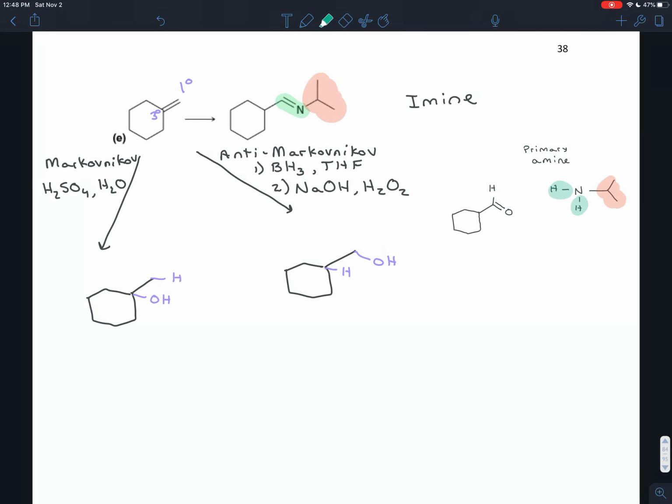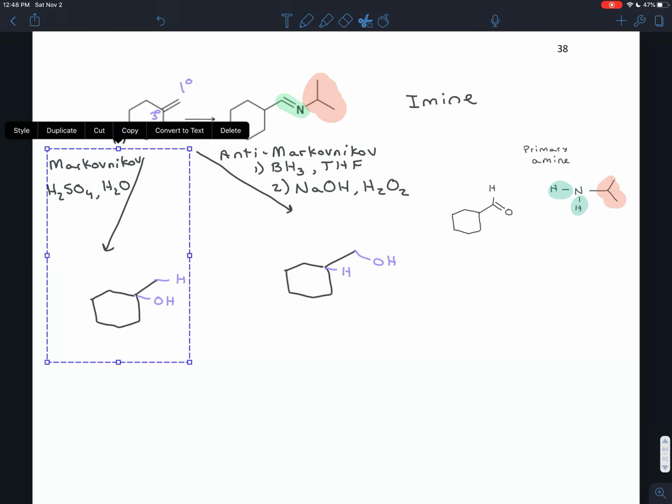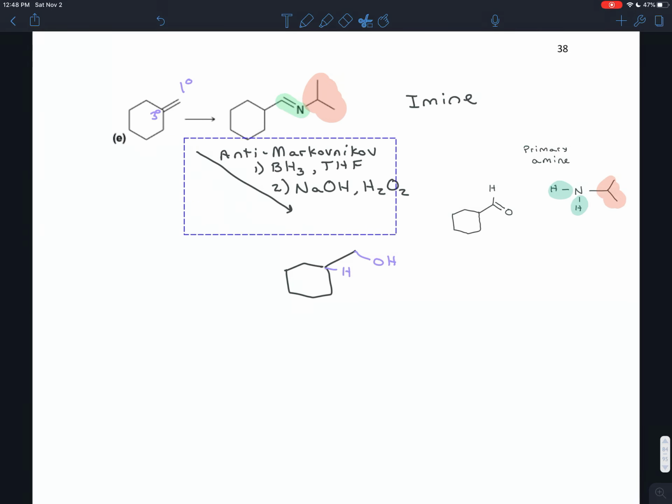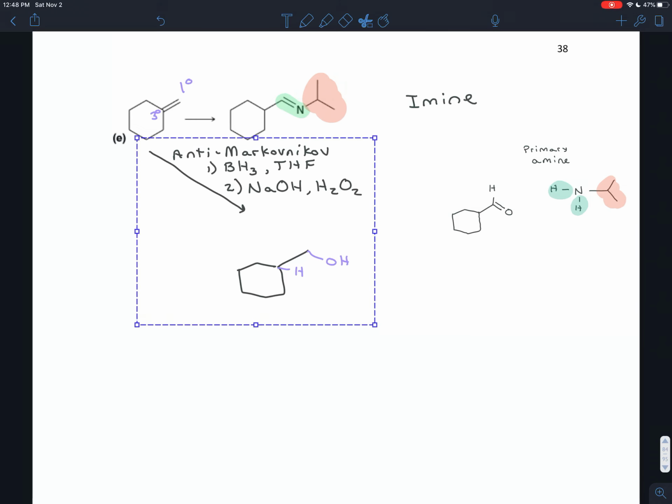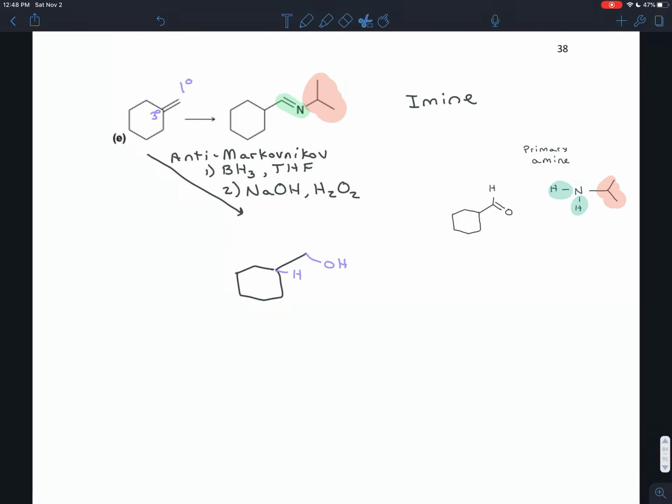So we will not do this Markovnikov addition in this example, but you should be prepared to be able to do a Markovnikov addition, if necessary, in a synthesis. I'm going to get rid of this hydrogen because it's implied in the skeletal structure.